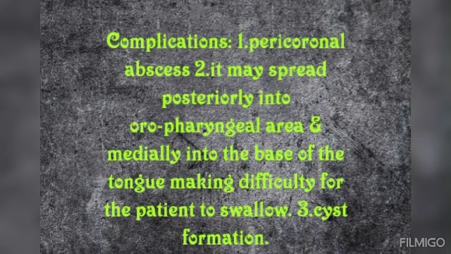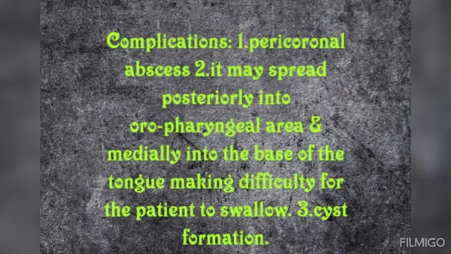Next, moving on to complications of pericoronitis. The involvement may become localized in the form of a pericoronal abscess. So pericoronitis leads to pericoronal abscess, and it may spread posteriorly into the oropharyngeal area and medially into the base of the tongue, making swallowing difficult for the patient. So these are the complications.